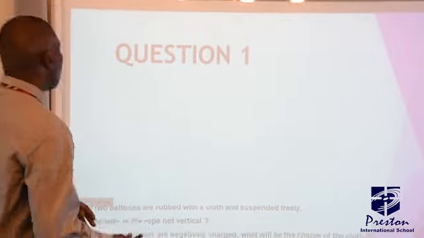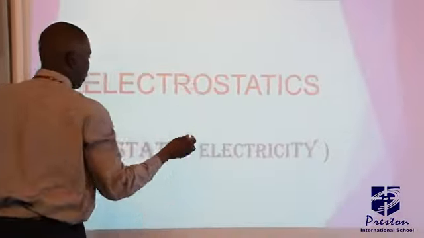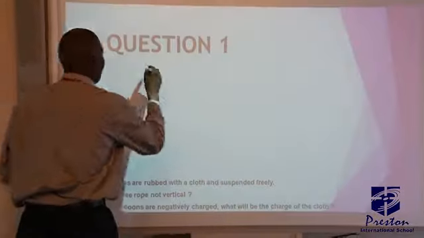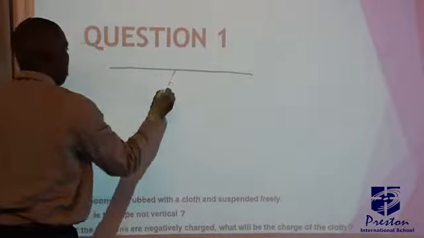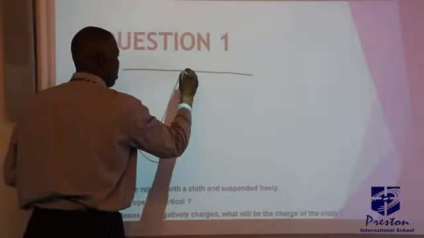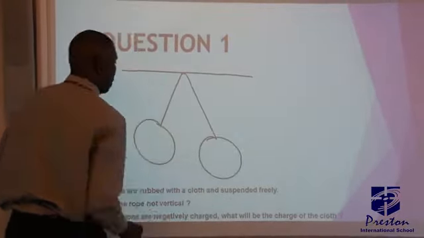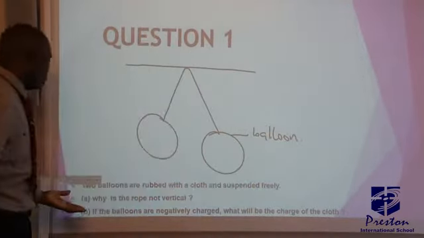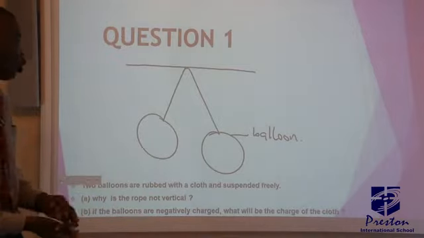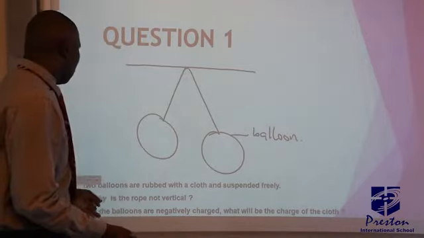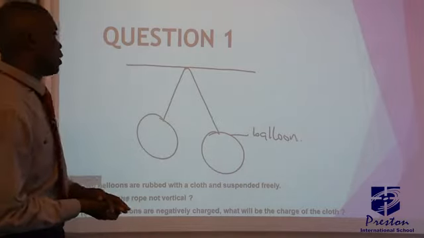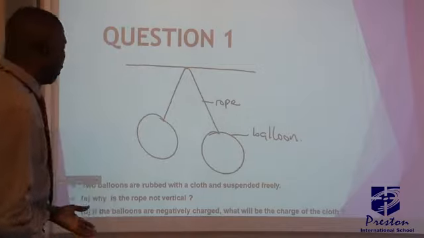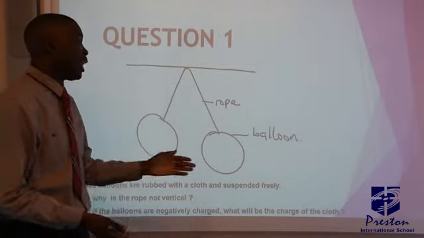Now, the first question, we have something like this. Two balloons are rubbed with a cloth and suspended freely. Now the question is this: why is the rope not vertical? This is the rope of this balloon. And then the second question: if the balloons are negatively charged, what will be the charge of the cloth?